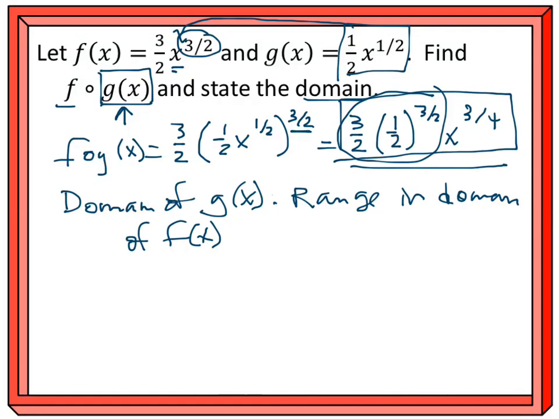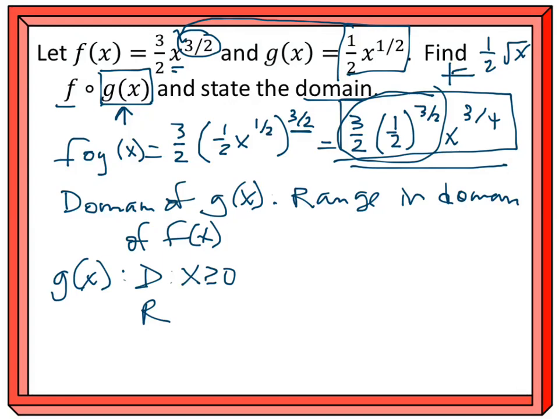So we need to find the domain and the range of g of x. For g of x, we have already stated that the domain is x is greater than or equal to 0 because it's an even root. And its range, well, think of this. This is just 1 half times the square root of x. If you were to graph that thing, put a tiny little graph, it's just this thing.